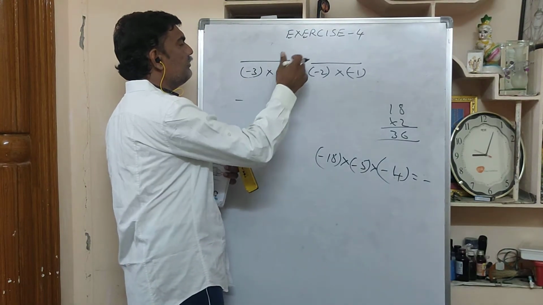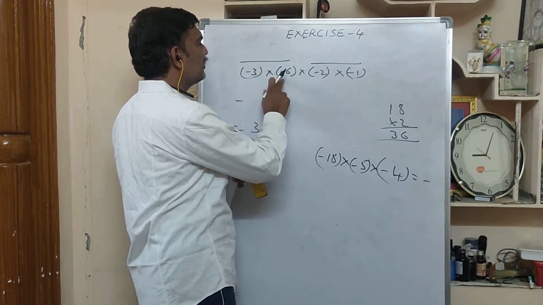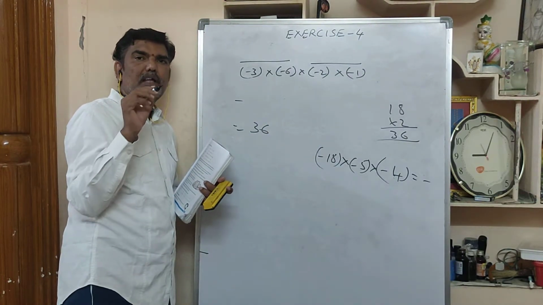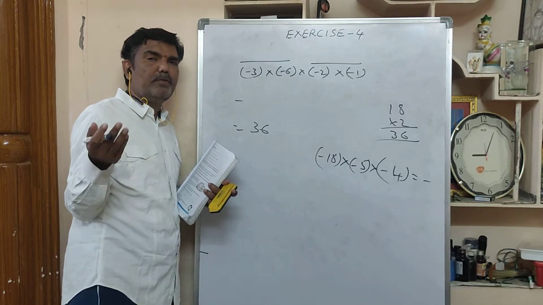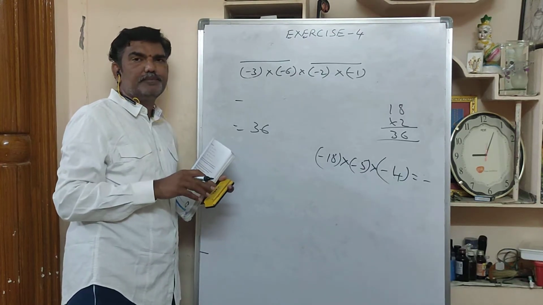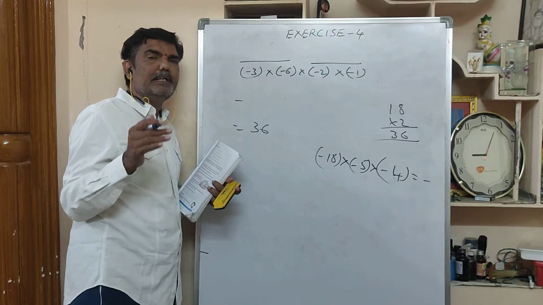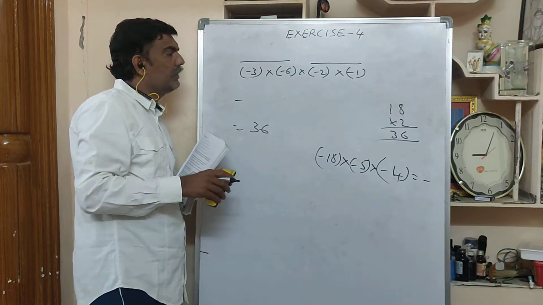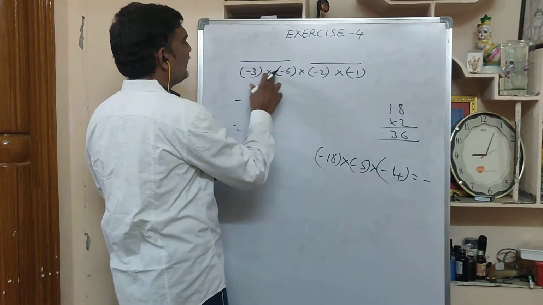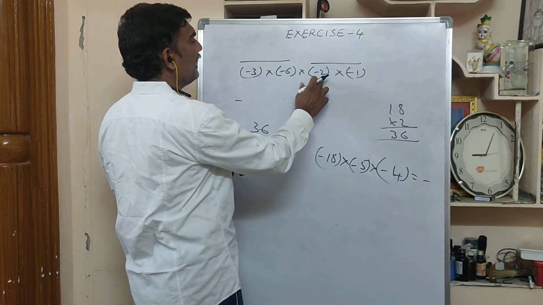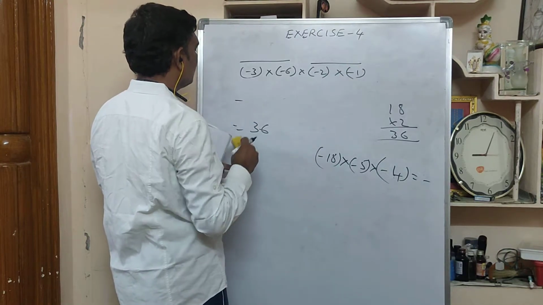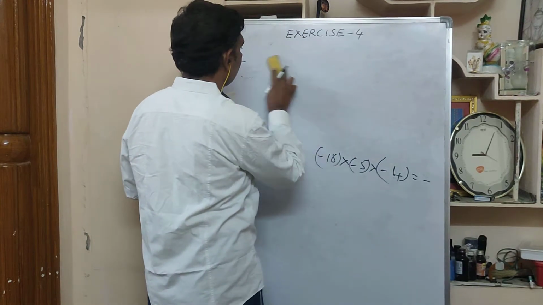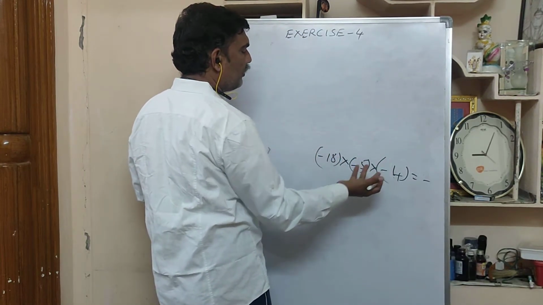Here, how many times did minus come? 1, 2, 3, 4. 4 is which number? Even number. If minus is repeated an even number of times, in the answer plus will come. If minus is repeated an odd number of times, in the answer you will get minus. Okay. Now 3 6s are 18, 18 2s are 36, 36 1s are 36.